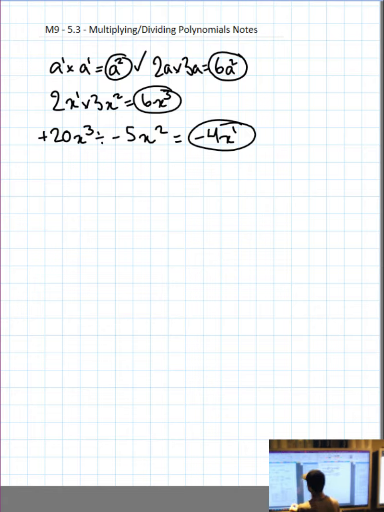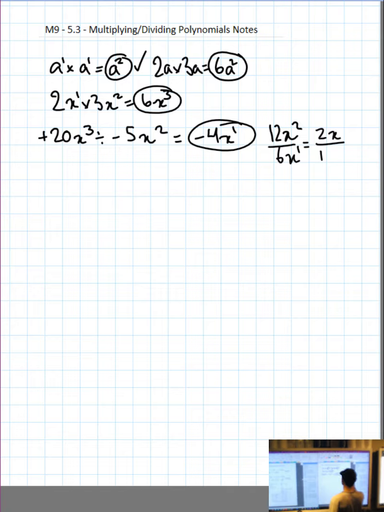Further off to the right, 12x squared over 6x. Let's do that one. Well, start off with an over. We did this in exponents. Let's work on the numbers first. 12 divided by 6 is 2, or 2 over 1, whatever. X squared over x, we have a 1 on the bottom. 2 minus 1 is 1. 2x. Circle your answer. Don't care about the 1 on the bottom.